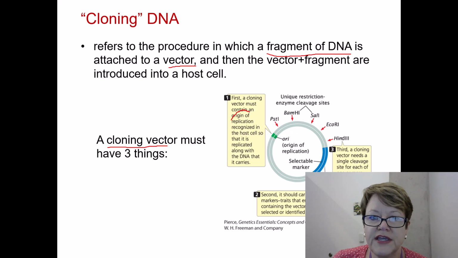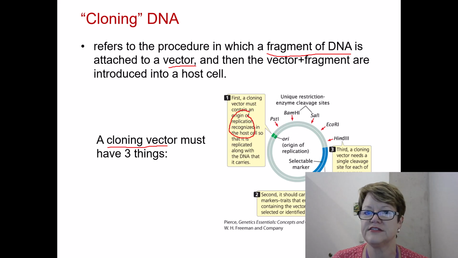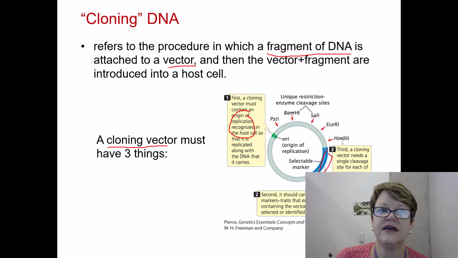An origin of replication that's recognized by the host cell so that the cell will copy it. It has to have what we call a selectable marker, so usually an antibiotic resistance gene. And then it has to have at least one unique restriction site that matches the restriction enzyme that you use to cut your fragment. So that you can cut the vector.